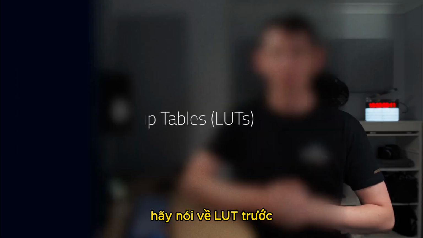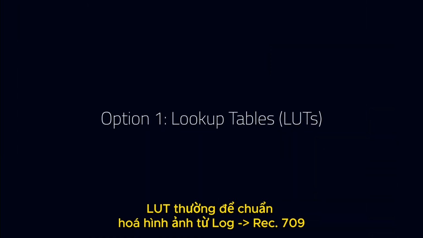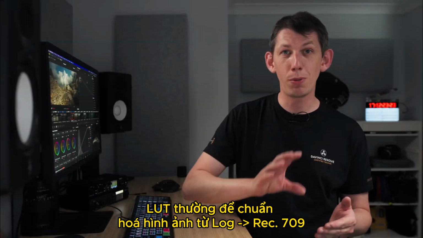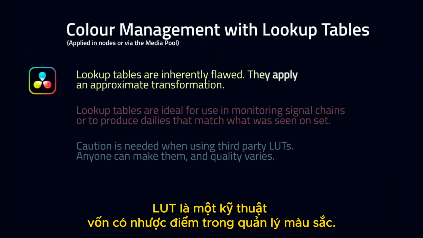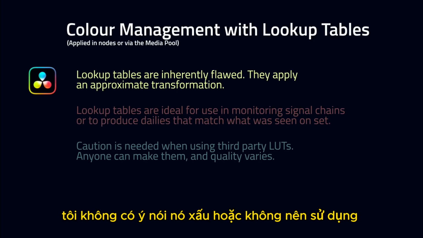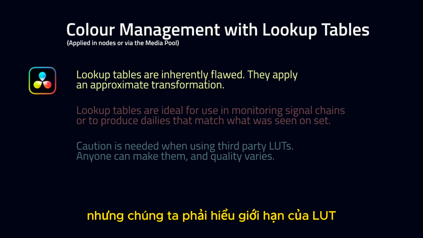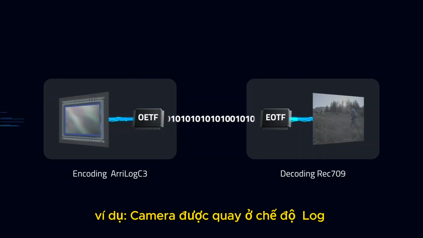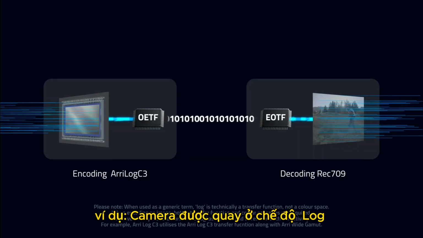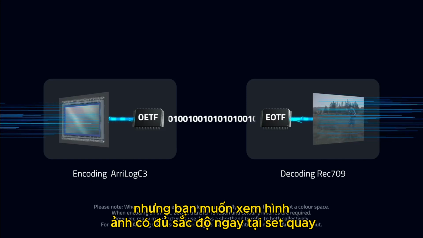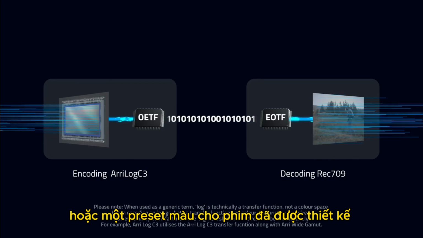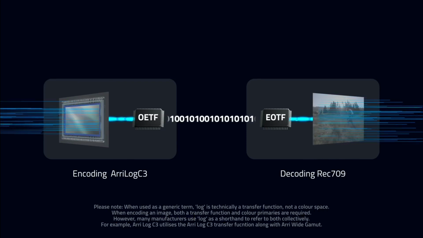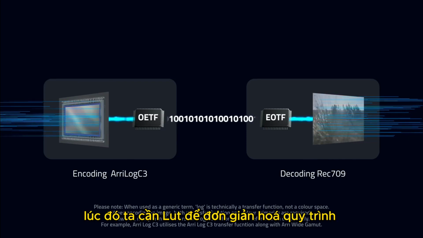Let's talk about options. For many people, their first experience with color management is using a LUT to normalize a log image to Rec. 709. Lookup tables are an inherently flawed technique for color management. I'm not categorically saying they are bad or should never be used, but it's important to understand their limitations. Let's say your camera is shooting in a log color space, but you need to be able to view a normalized image on set. Or perhaps your DP and colorist have already collaborated on a look for the final video and would like to be able to view a rough grade on set.